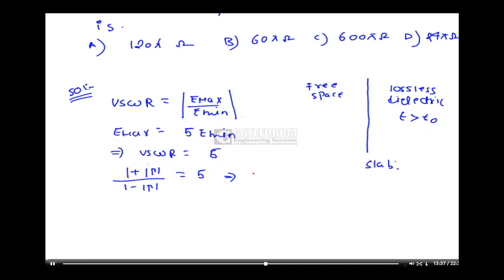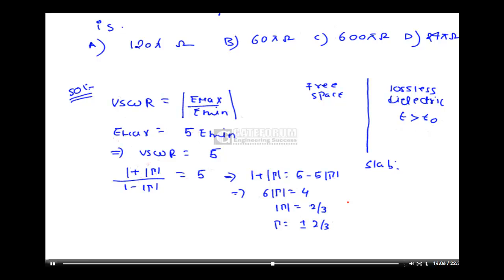That implies 1 + |tau| = 5 - 5|tau|, so 6|tau| = 4, and |tau| = 2/3. So tau is equal to plus or minus 2/3.